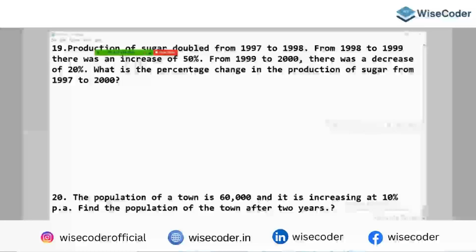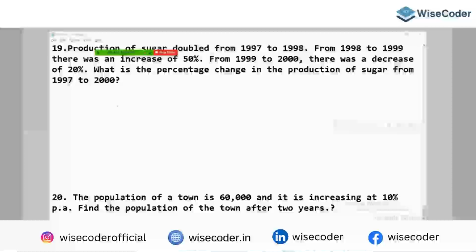The population of a town is 60,000 and it is increasing at 10% per annum. Find the population of the town after 2 years.